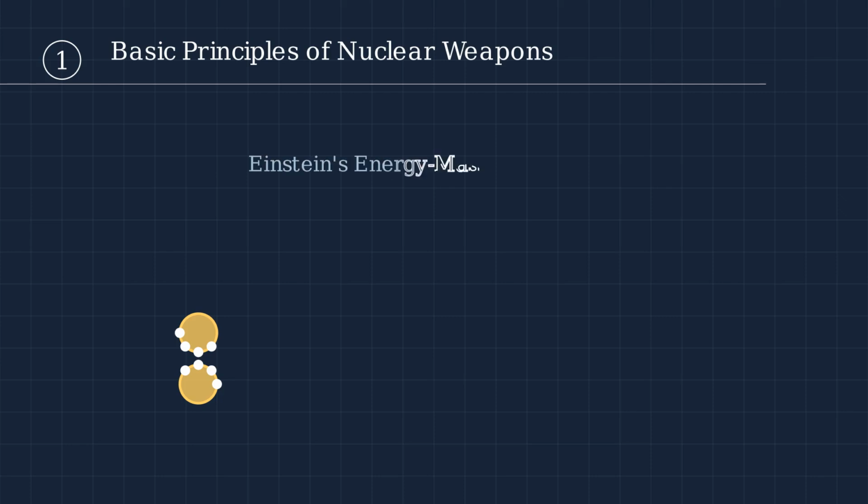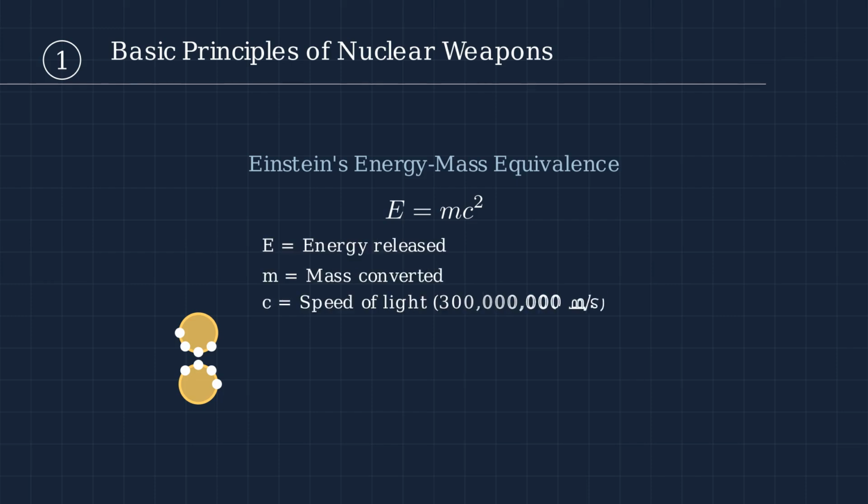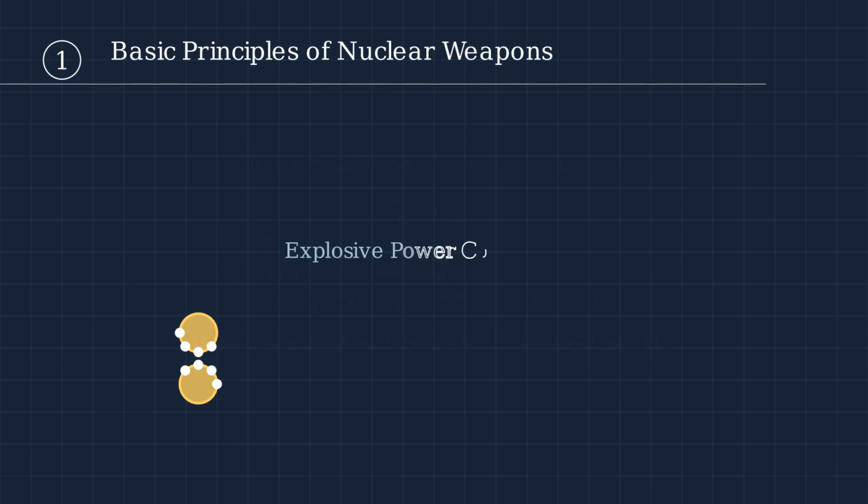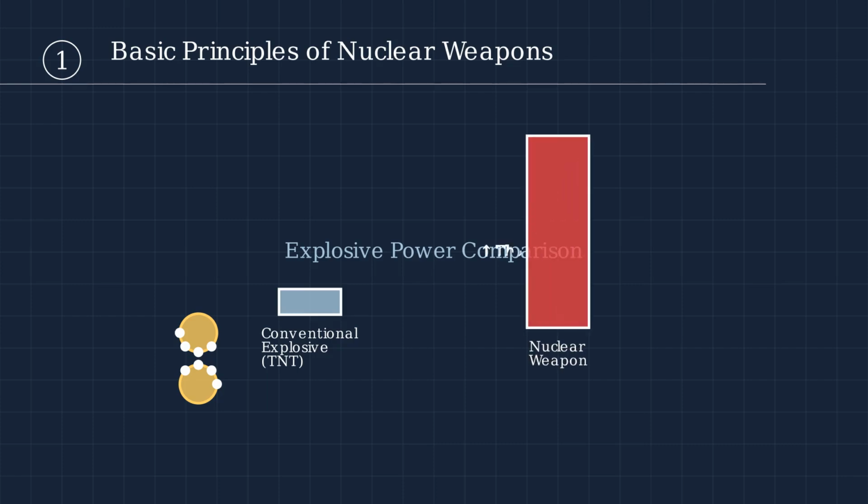These nuclear reactions release enormous amounts of energy according to Einstein's famous equation, E equals mc squared. This equation shows that even a small amount of mass can be converted into an enormous amount of energy. The c-squared term represents the speed of light multiplied by itself, which is a very large number. This fundamental concept is what makes nuclear weapons thousands of times more powerful than conventional explosives of similar size.